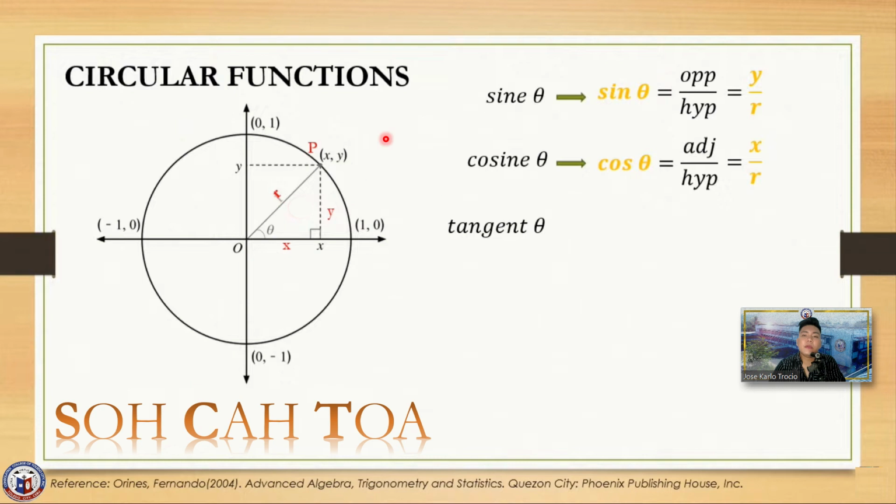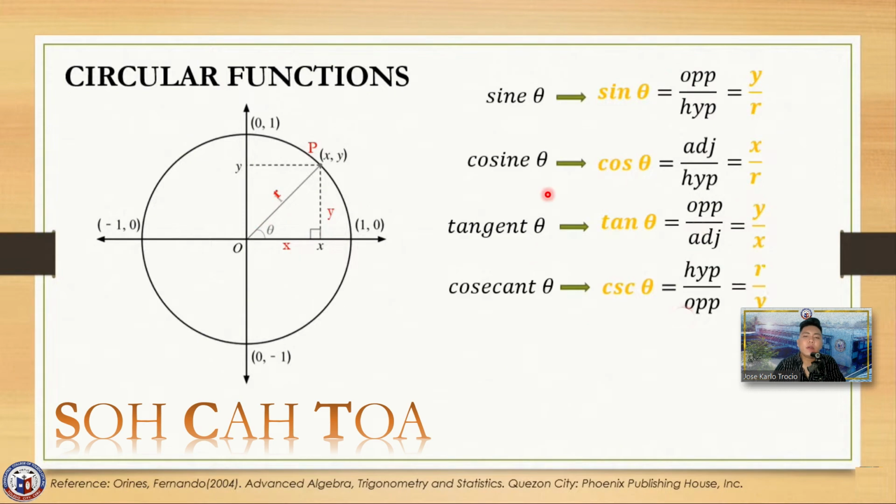Simple. How about the cosine? The cosine is ka. Try to memorize as SOHCAHTOA. Ka. Adjacent is x, right? Hypotenuse is r. Tangent, opposite over adjacent. Opposite is y, adjacent is x.